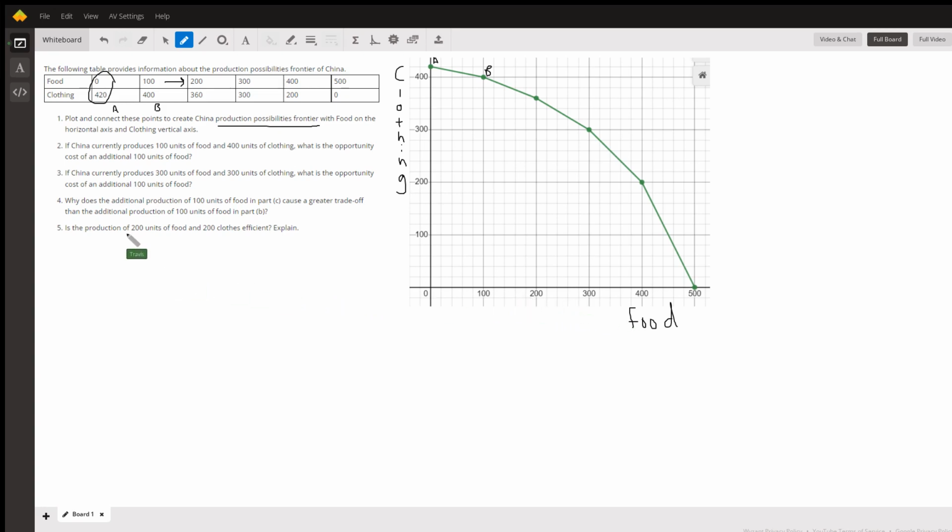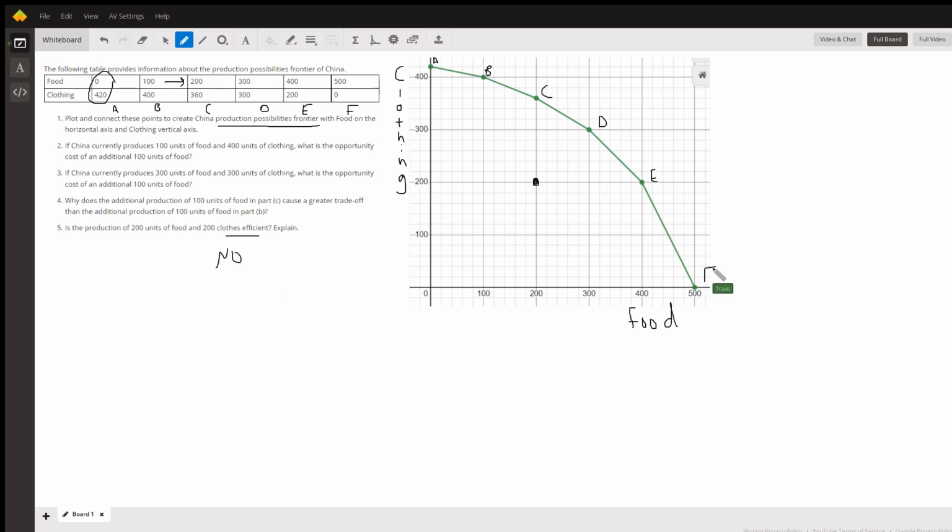And then finally, is the production of 200 units of food and 200 units of clothing efficient? So we're just going to go 200 units of clothing, 200 units of food. That's a point right here. Anytime I'm not on that curve, if you label all these, then I am inefficient. So the answer is no.